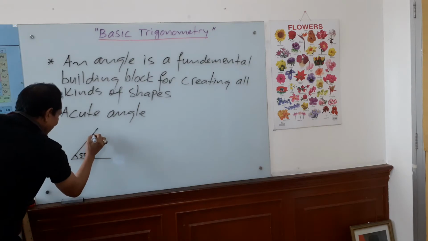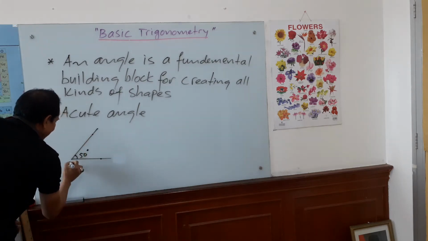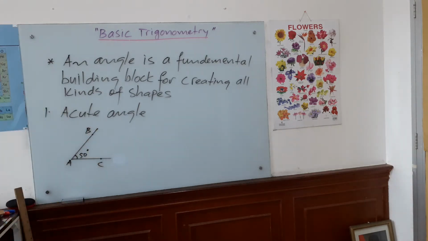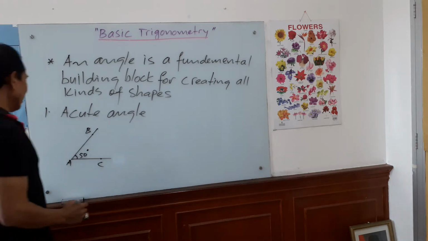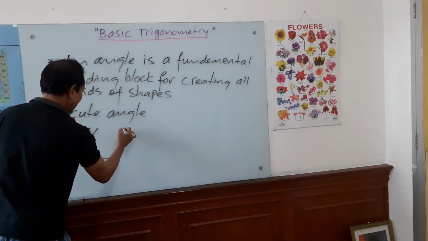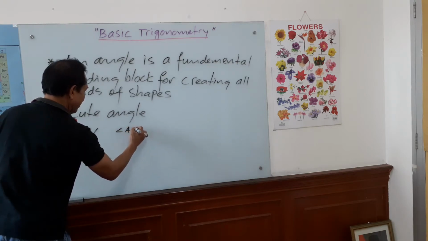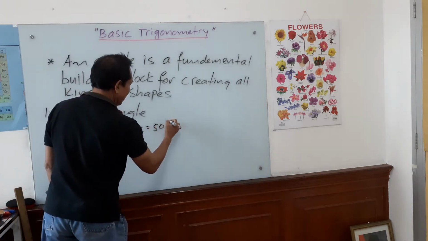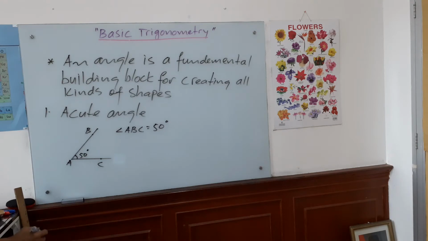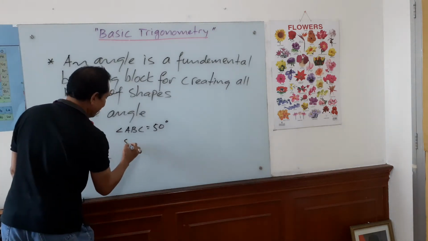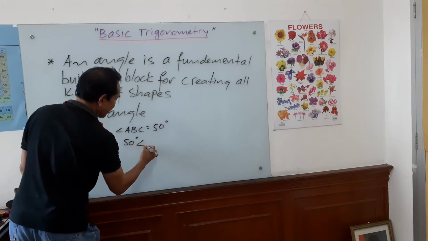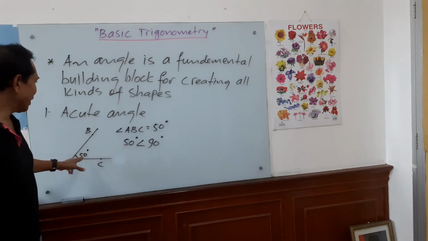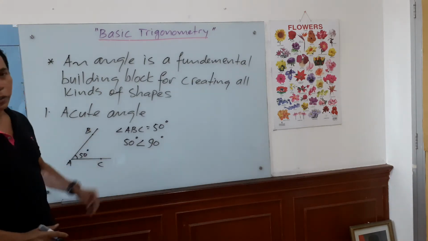So for example, we have a point here, and one here, and this is A, this is B, and this is C. So we say angle ABC is 50 degrees. Now, we know that 50 degrees is smaller than 90 degrees, so it is an acute angle.